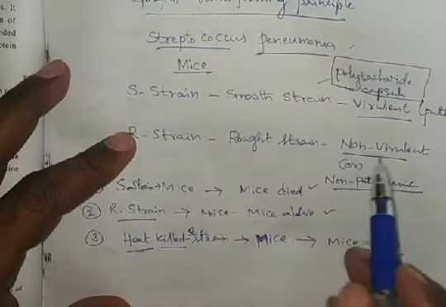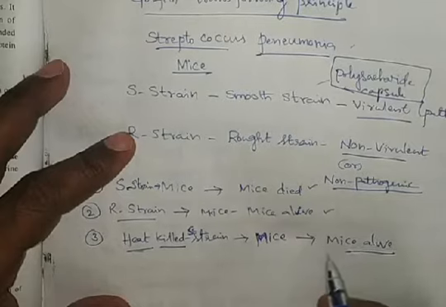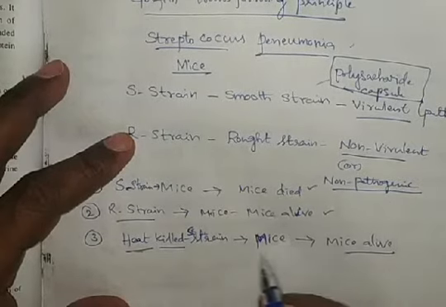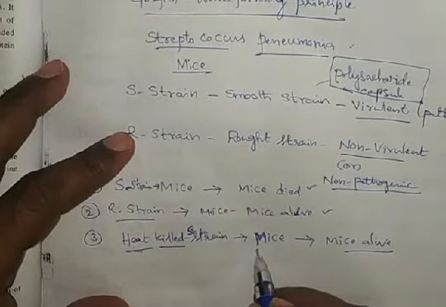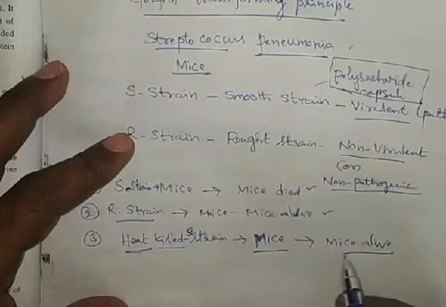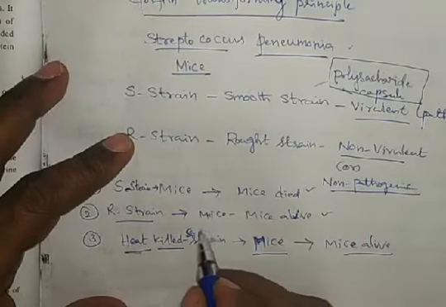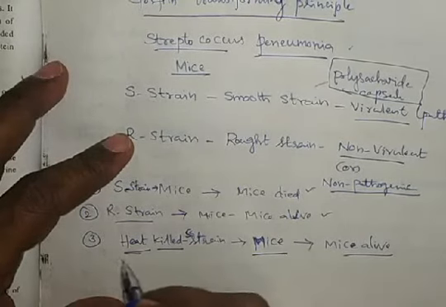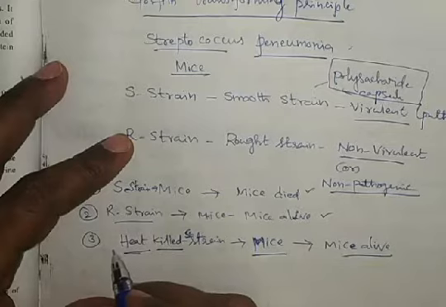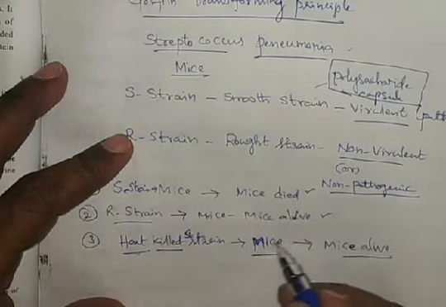Because of that, it loses its virulent character, and it does not show any pathogenic character in the mice, so the mice are alive. But the DNA, the genetic material of this heat killed strain, is not destroyed or degenerated.